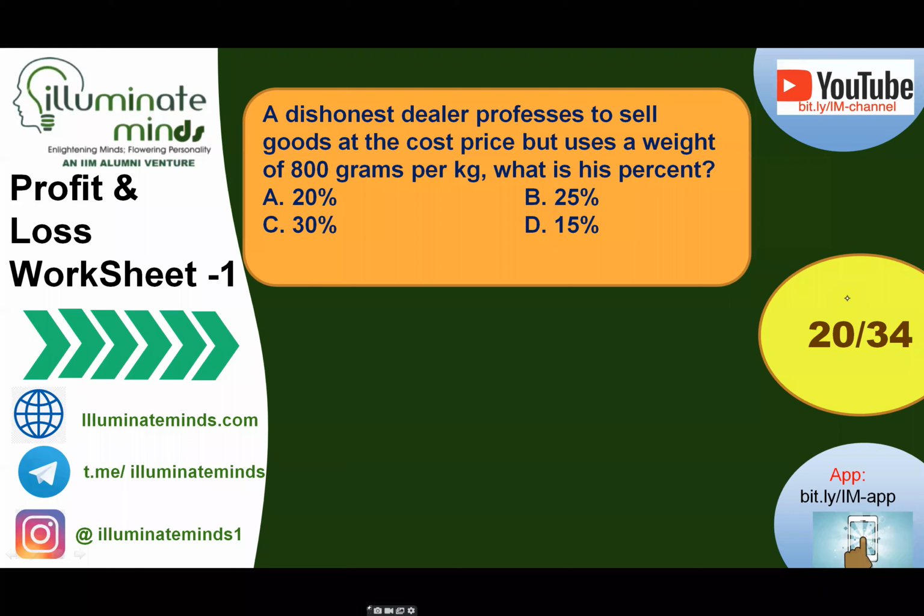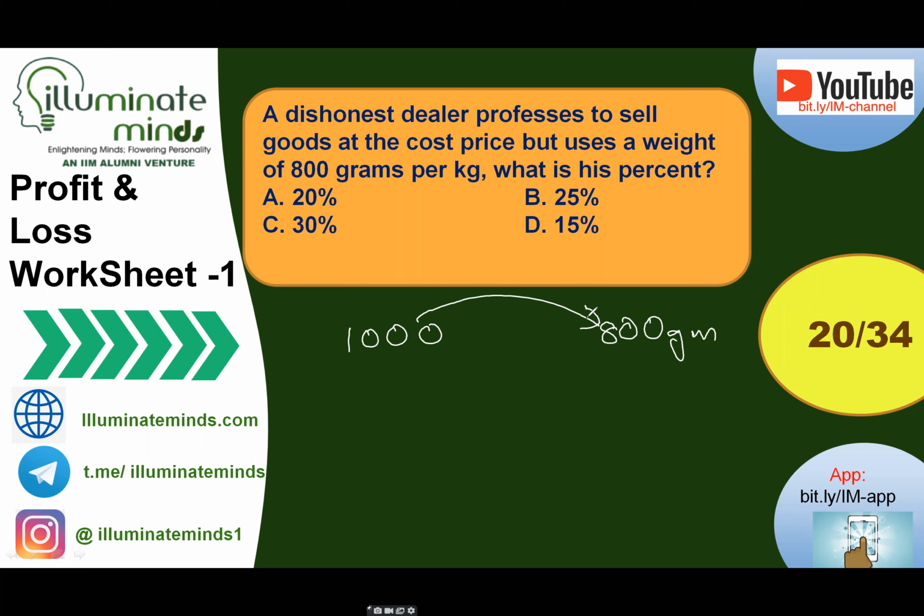So a dishonest dealer professes to sell goods at the cost price, but uses a weight of 800 grams per kg. What is his profit percentage? Almost the same stuff. So he was expected to sell 1000 grams, but he sold only 800 grams and charged for 1000 grams.